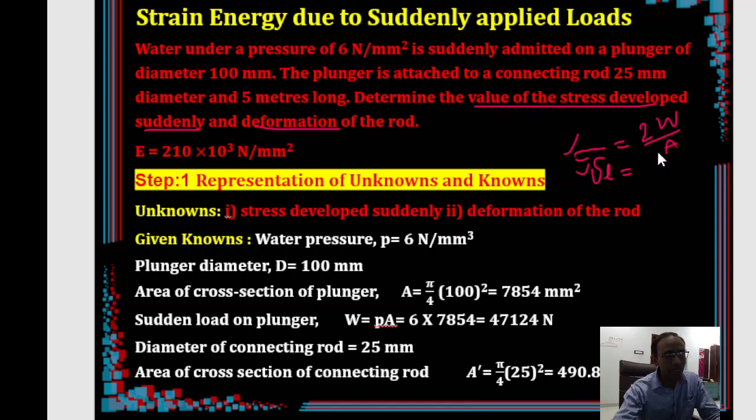Therefore, we have to take the area of the rod. So first of all, what was the force acting due to water that we need to find out. So let us see what pressure was given. So you can note the pressure here. So that was the first information.